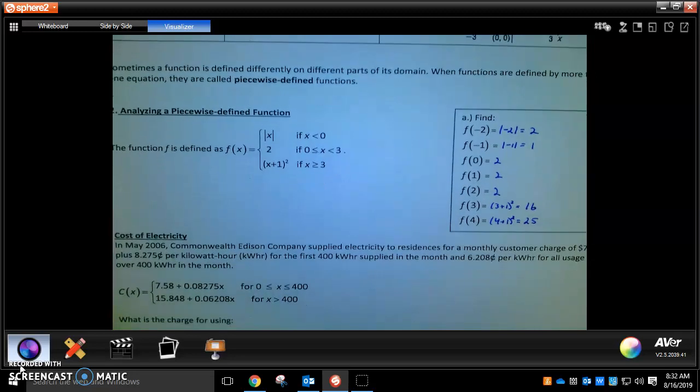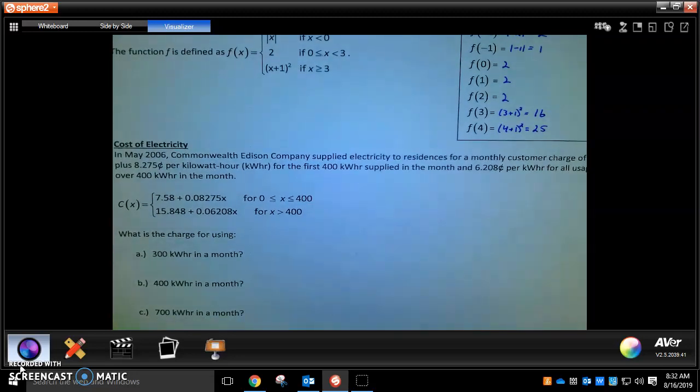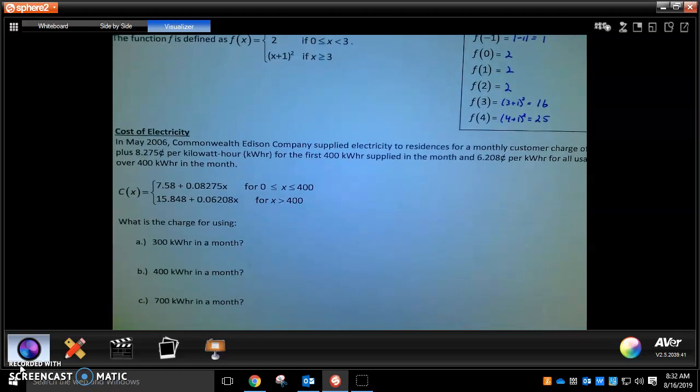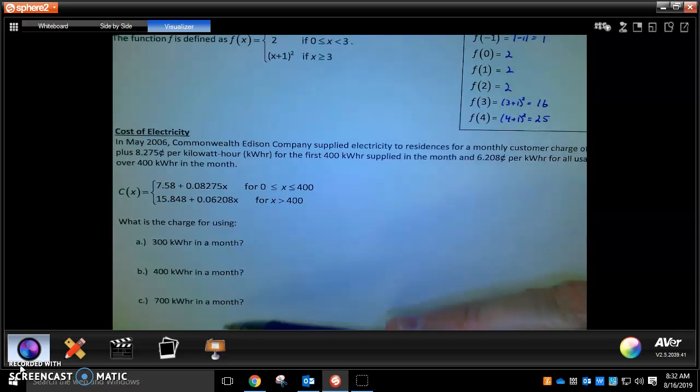On the bottom, I have kind of a story problem that involves piecewise defined functions. Why don't you read that, pause the video, read this, and then see if you can find A, B, and C. Okay? Go ahead and pause the video now.